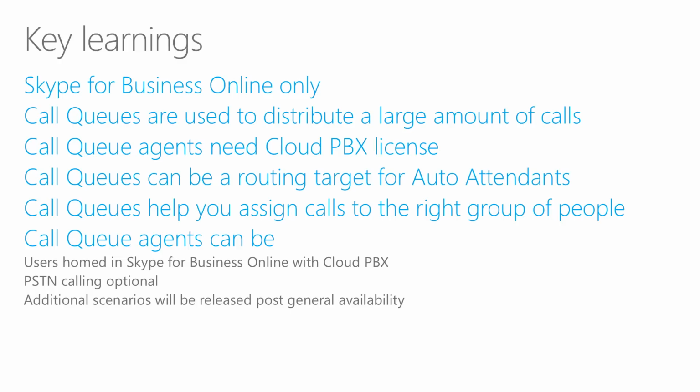So a quick summary. We talked about how the call queues are for Skype for Business Online only. They can be used to distribute a large amount of calls. The agents need the Cloud PBX license. Call queues can be a routing target for auto attendants or different call queues. Call queues help you assign calls to the right group of people. A call queue agent can be a user homed in Skype for Business Online with Cloud PBX, where PSTN calling is optional. Additional scenarios will be released later in this release.